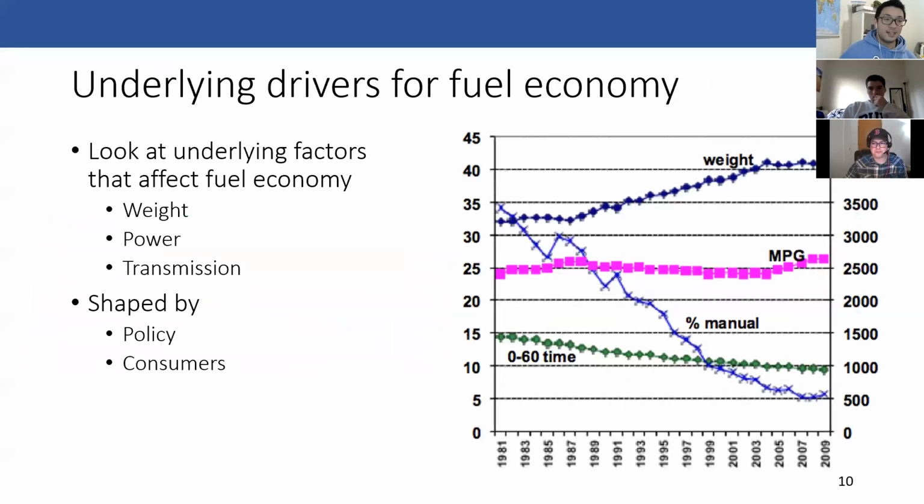But when we look at some of the underlying drivers for fuel economy, what are the things that can affect the efficiency of the vehicle? You've got the weight, power, and also design of the transmission, which are all parameters that can affect fuel efficiency. And these things are shaped by both policy as well as consumer preferences.